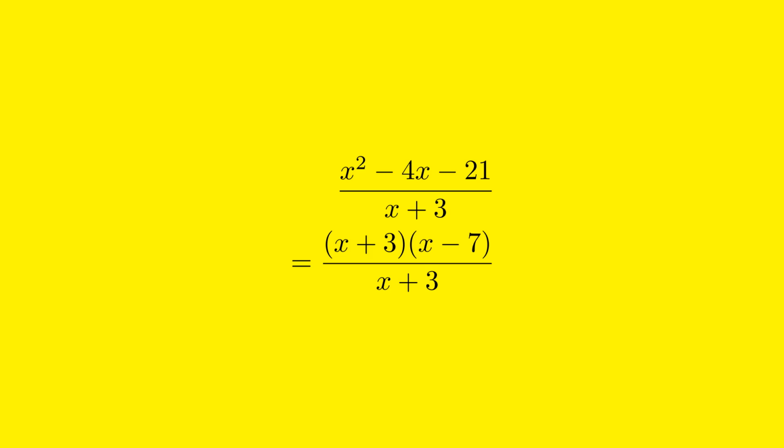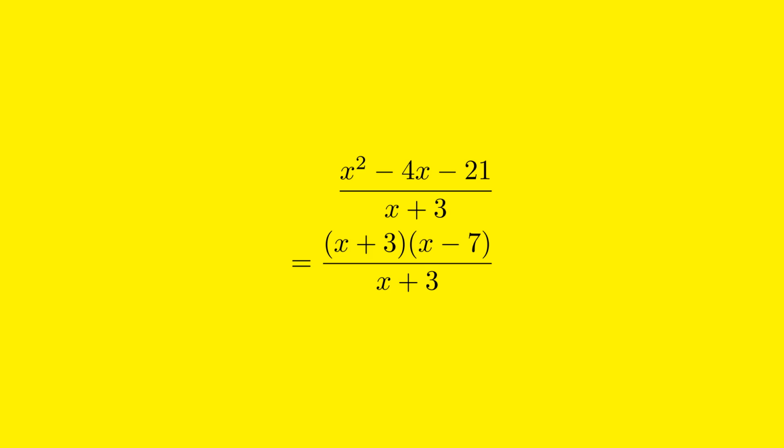Recall that for a quadratic expression in the form of x squared plus bx plus c, we look for two numbers that multiply to c and add up to b. In our case, b is minus 4 and c is minus 21. We need to find two numbers that multiply to minus 21 and add up to minus 4. These numbers are minus 7 and 3.